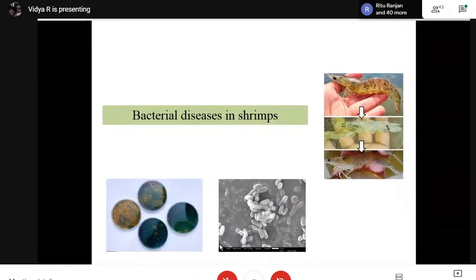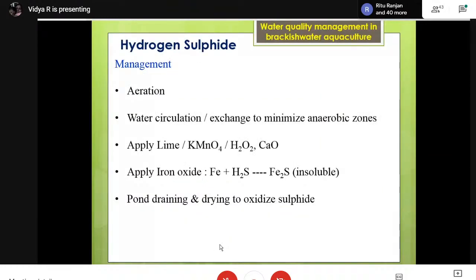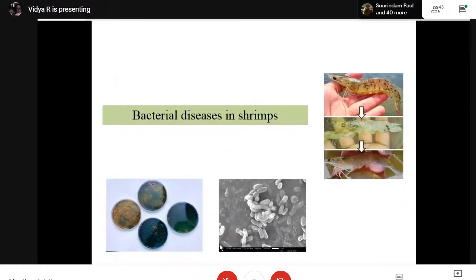So this is all about the water quality parameters, which are essential for ensuring the quality of the water, in the optimum ranges for the growth and survival of the shrimps throughout the ponds. Next is the bacterial diseases in shrimps.